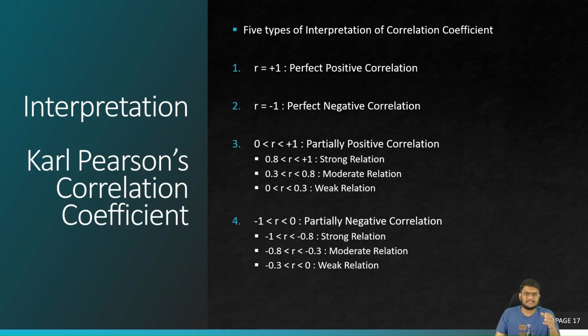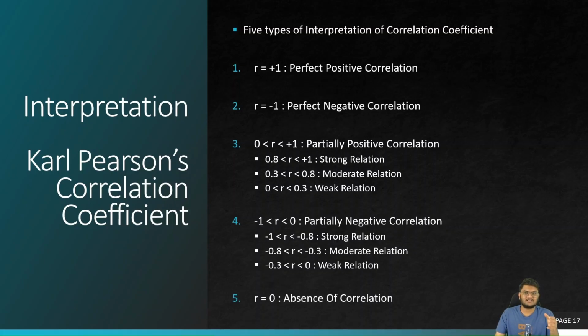The next is the value of R is greater than minus 1 but less than 0. That is partially negative correlation. If the value of R is greater than minus 1 but less than minus 0.8, then there will be a strong relationship between two variables. If the value of R is greater than minus 0.8 but less than minus 0.3, then there will be a moderate relationship between two variables. And if the value of R is greater than minus 0.3 but less than 0, then there will be a weak relationship between two variables.